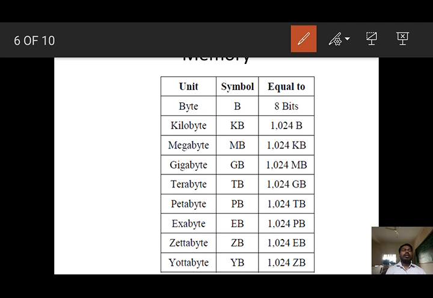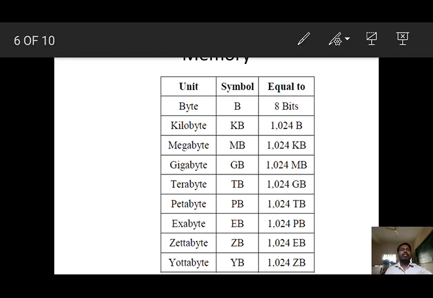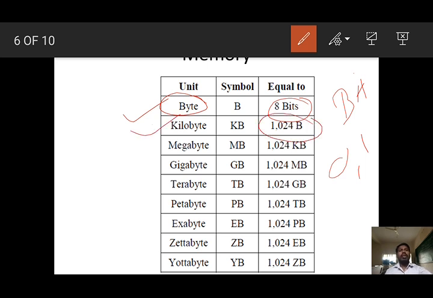So these are the memory units. The first is byte. We know bit. What is bit? Bit is nothing but 0 and 1. 8 bit is called 1 byte. 8 bit is equal to 1 byte. 1024 byte is called 1 kilobyte. 1024 kilobyte equal to 1 megabyte, which means MB.